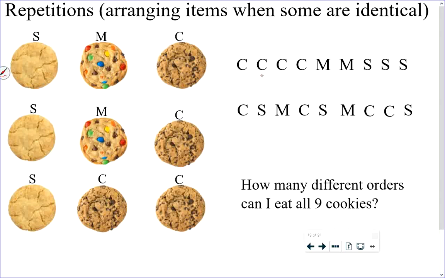But this would be a different order, right? Variety, variety, variety. And I got to eat 2 chocolate chip in a row somewhere because there's more of them. So this would be a situation where we would have identical items or repeated items.